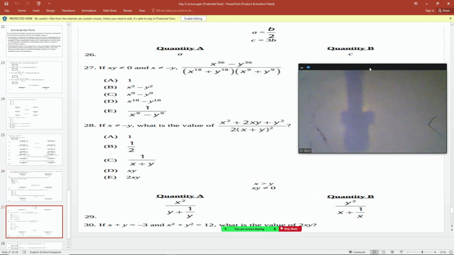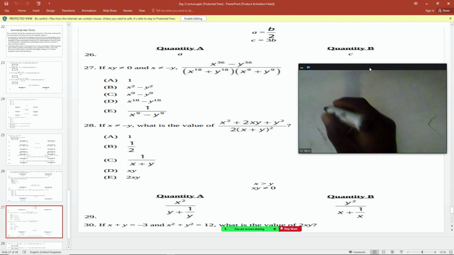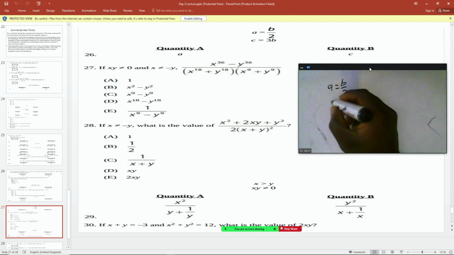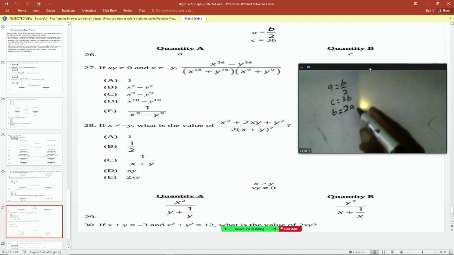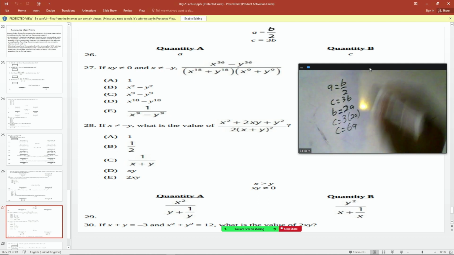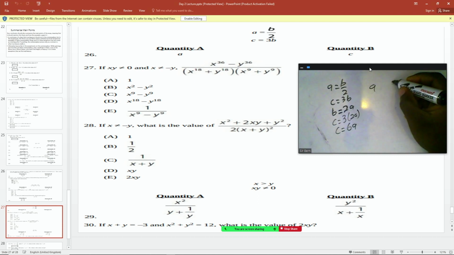Question 26 says a is equal to b over 2 and c is equal to 3b. So b is equal to 2a and c is equal to 3b. So c is equal to 3 times b, where b is 2a. So c will give us 6a. And quantity A is a, quantity B is c.